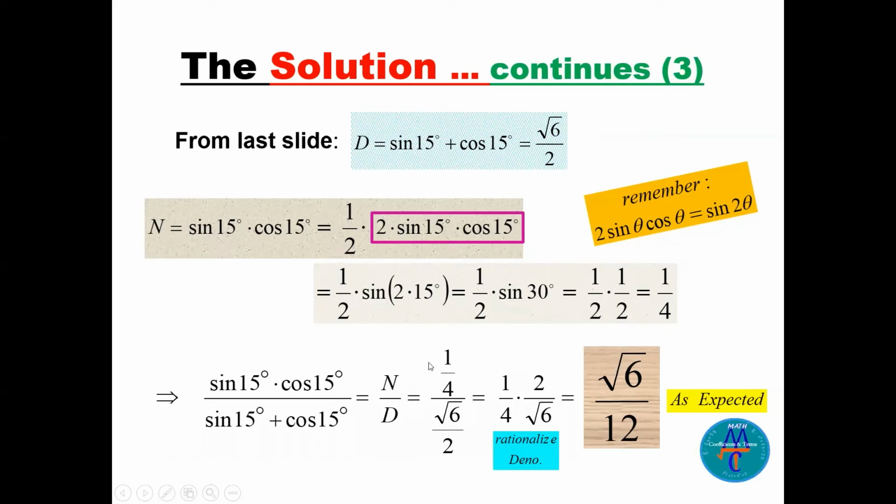So the numerator now is 1 over 4, and the denominator, already there from the last slide, is square root of 6 divided by 2. Divide two fractions, leave the first one, multiply by the reciprocal, rationalize also. You will reach square root of 6 divided by 12 as expected.